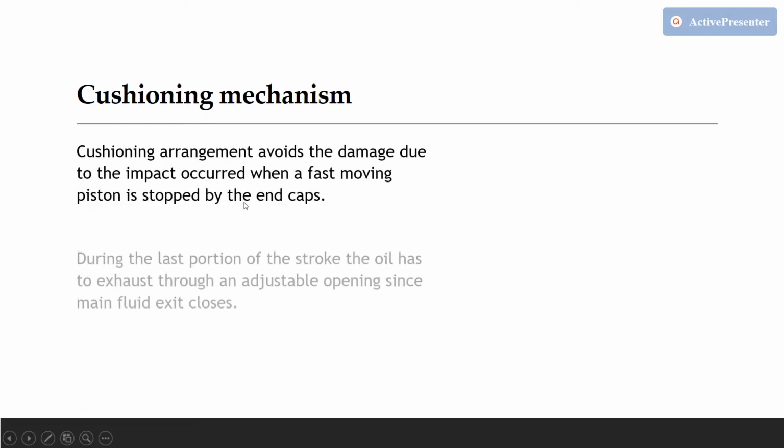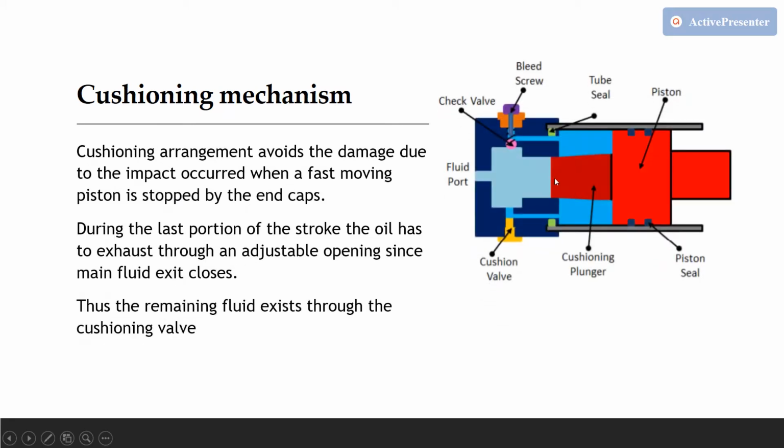So now we go to our cushioning mechanism. What is the main purpose of the cushioning mechanism? Due to the inertial forces of moving parts at the end of the piston travel, the piston will hit the cylinder head at full speed, as you can see in this image. This impact will cause damage to your piston end.